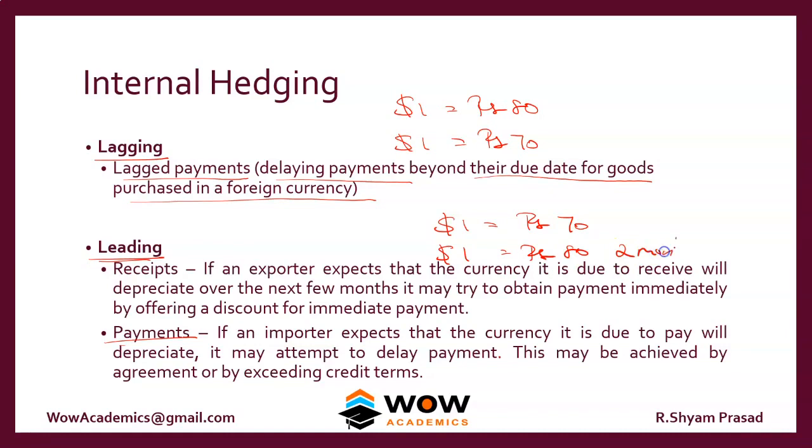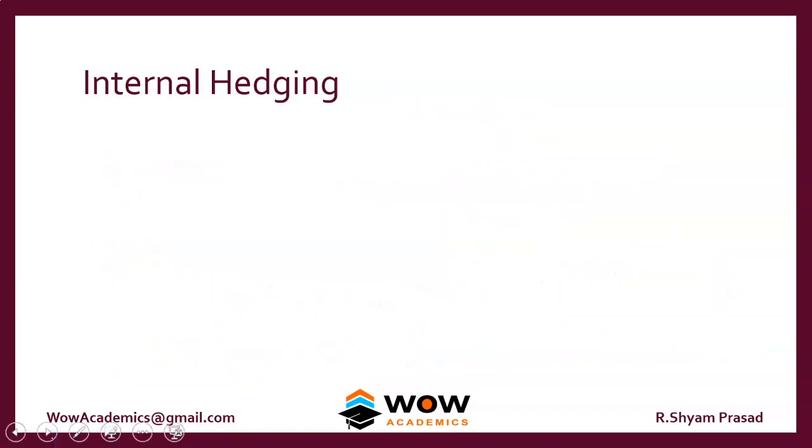But the customer has given you 2 months time to make the payment. But what you do is you try to pay it as soon as possible and try to lock the exchange rate at 70 rupees. So even though he has given you 2 months time, you feel that the price might go to 80. So you feel that it's better to make a payment now itself at 70 rupees for a dollar. So that is called as leading payments.